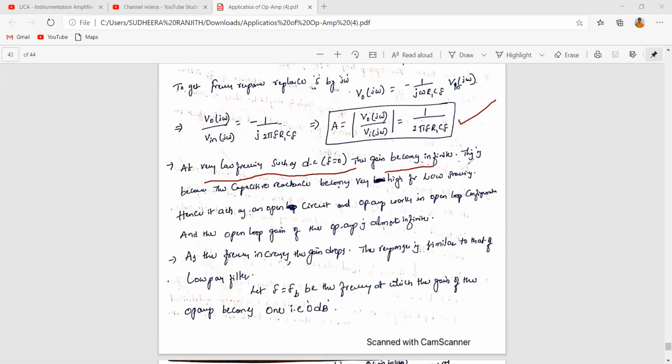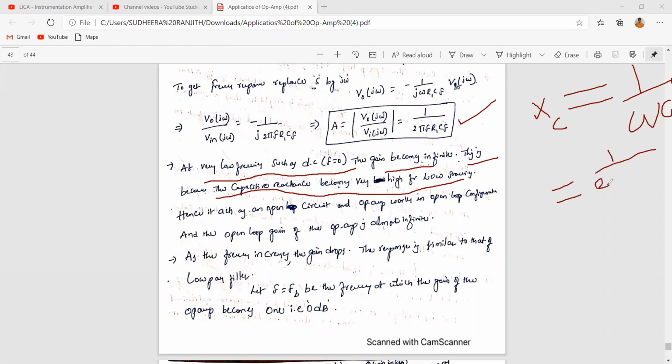This is because capacitive reactance becomes very high for low frequencies, and very low for high frequencies. What is capacitive reactance? 1 by omega C, which is 1 by 2 pi f into C.